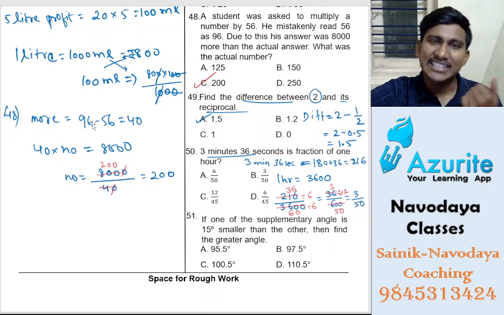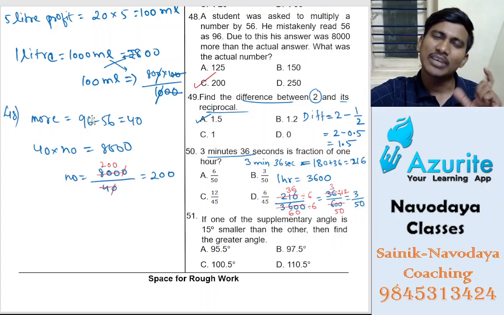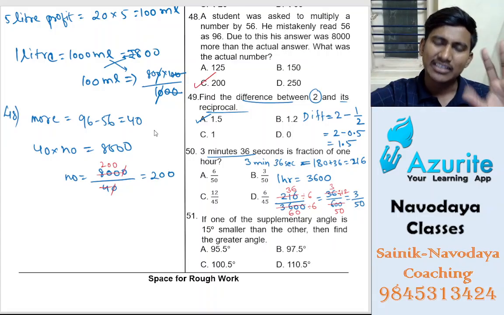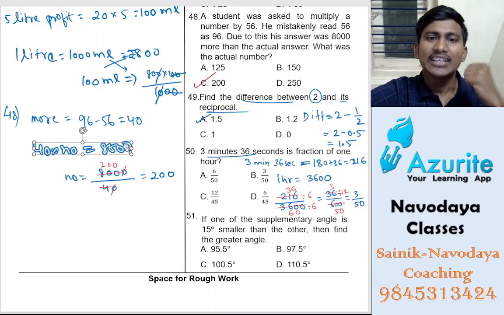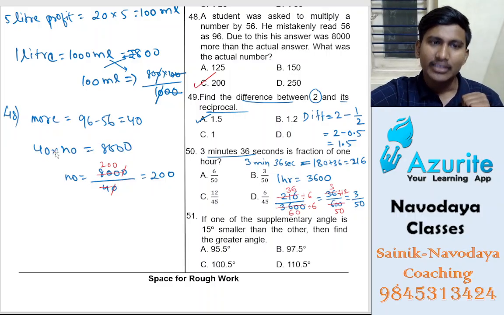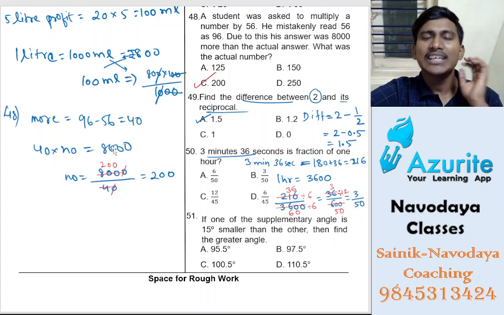How much more is it? 96. So 96 minus 56, you will get 40. So it is 40 more. So that number, if you multiply with 40, how much more is it? 8000 more, right? So 40 into the number is 8000 more.